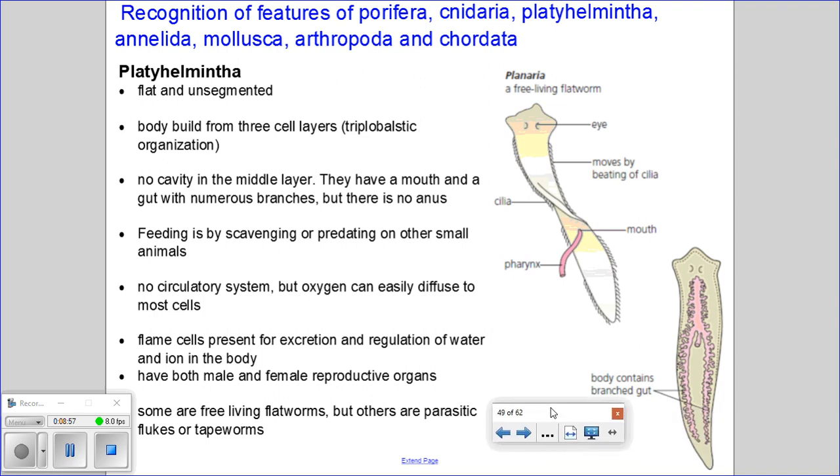So here is the structure of the platyhelminth, and then here are the flame cells related to that regulation of various elements.